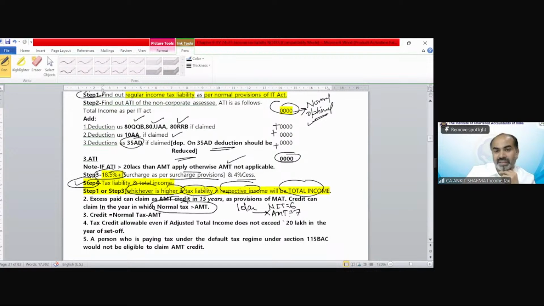Suppose it's vice versa in this year. This is 7, this is 6. You can claim, and only 1 lakh credit can be utilized out of this 10. Now the balance 9 lakh can be carried forward up to the next 15 years, for the remaining balancing years out of those 15 years. So credit can be claimed to the extent of normal tax minus AMT. Tax credit is allowable even if ATI does not exceed 20 lakh in the year of set-off. A person who is paying tax under the default tax regime cannot claim the benefit of credit.